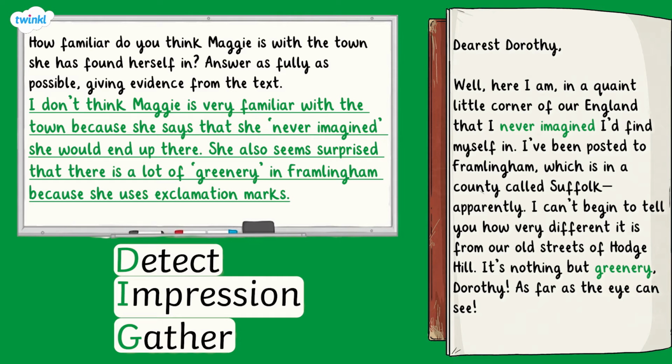For example, you could have also said that Maggie says "apparently" when telling Dorothy where the town is, as if she had just found this out, and she cannot begin to tell how very different it is from where she usually lives. Well done if you answered that question correctly.